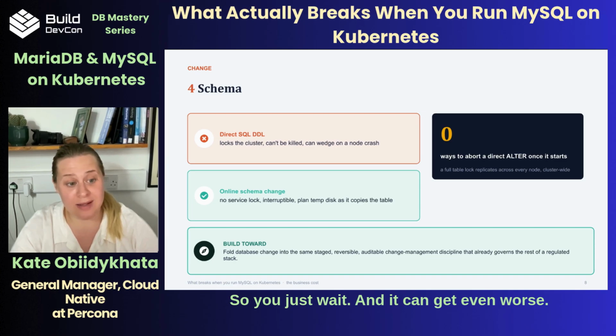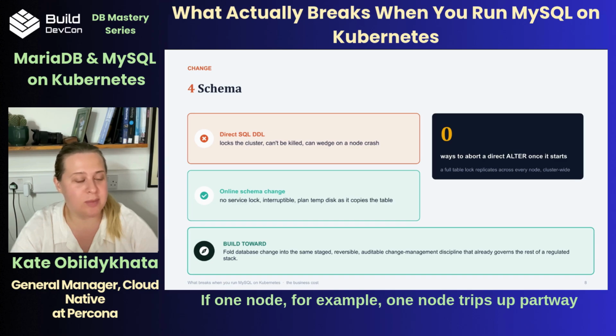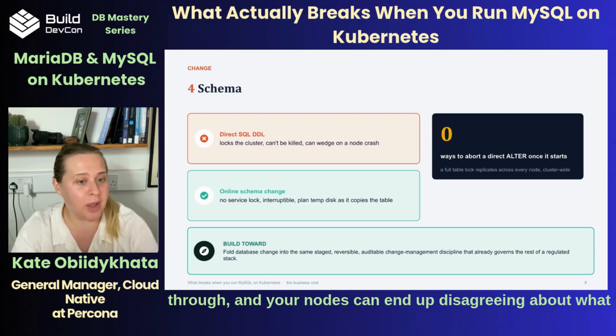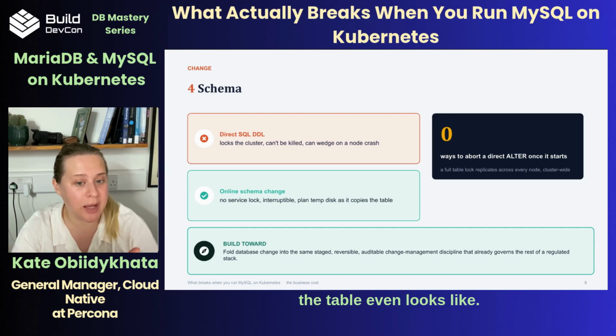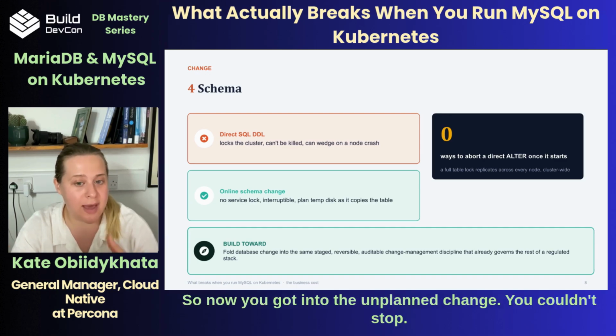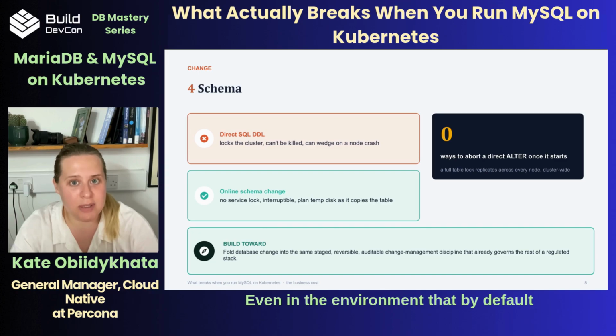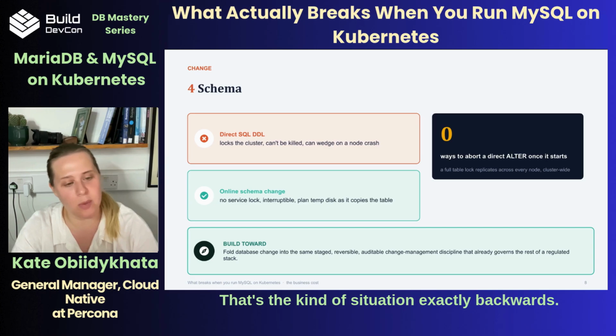And it can get even worse. If one node trips up partway through, your nodes can end up disagreeing about what the table even looked like. So now you've got an unplanned change you couldn't stop, even in an environment that is supposed to be controlled by default. That's exactly the situation backwards.